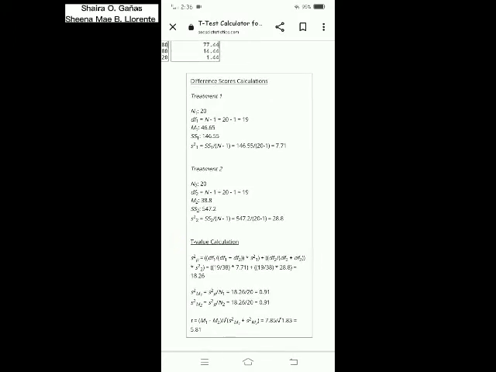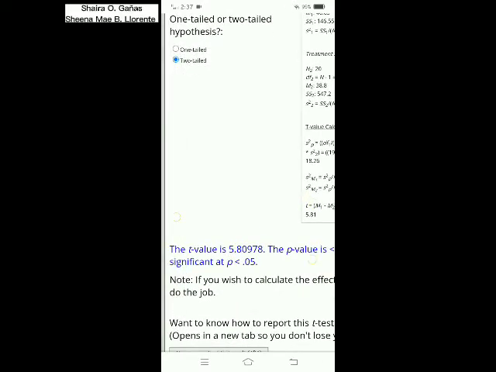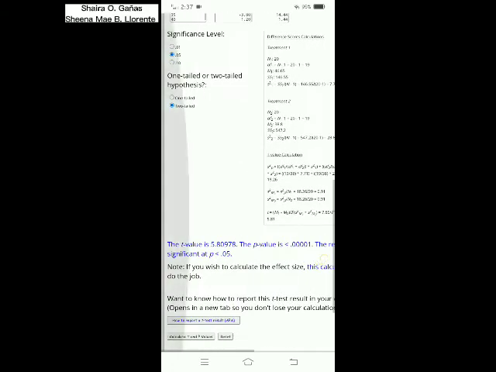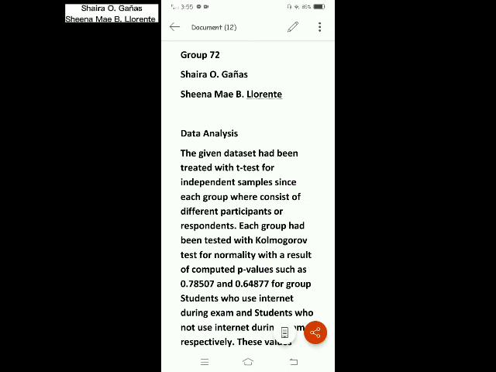The mean for treatment 1 is 46.85 and the mean for the treatment 2 is 38.8, and the p-value is less than 0.05, which means that the two groups are significantly different. So this is the data analysis.